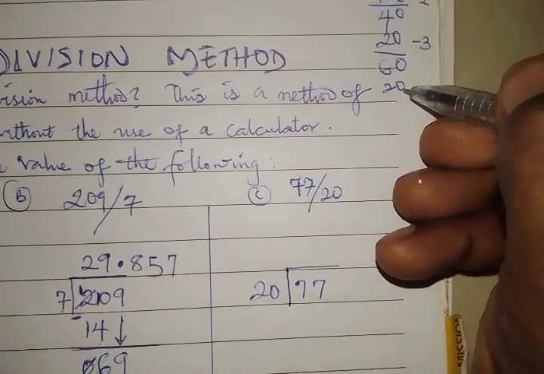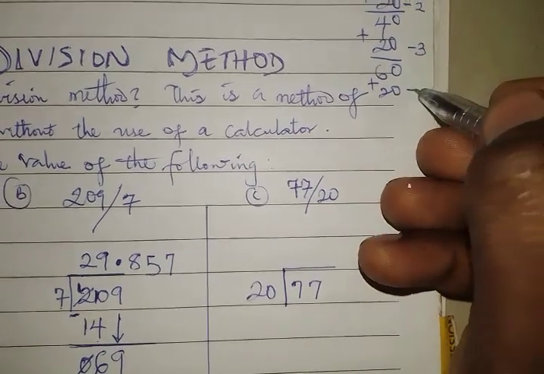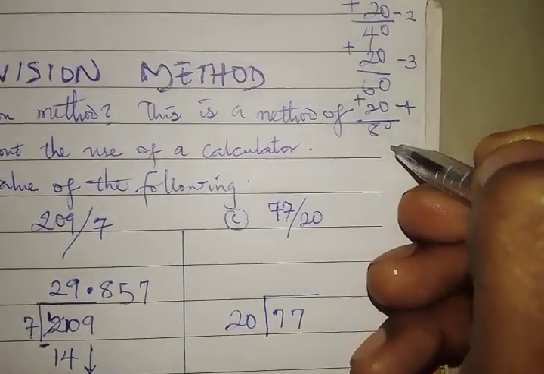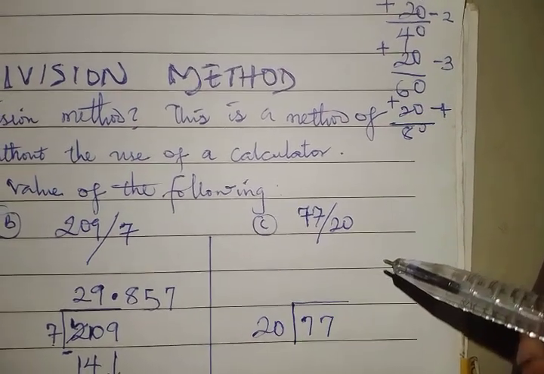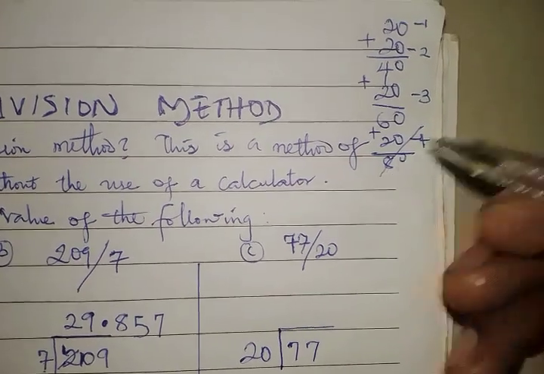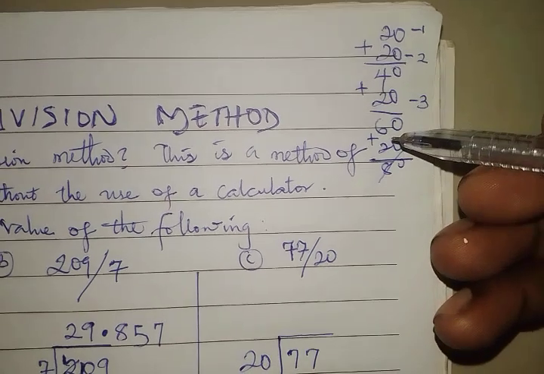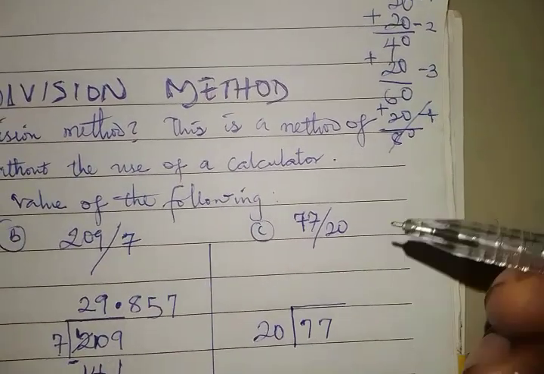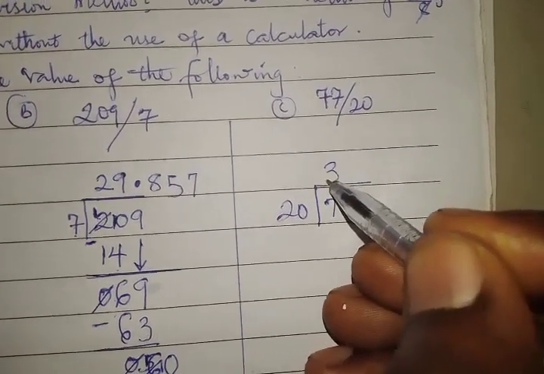If I choose to add another 20, remember I'm adding, I will have 20 appearing the 4th time, and that will give me 80. But I don't want something that is above 77. I want something closest to 77, or 77 exactly. So this will not be included. We'll have 20 repeating itself 3 times, which was 60. So 20 in 77, the closest we can get is 3.